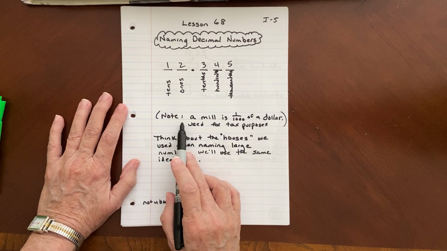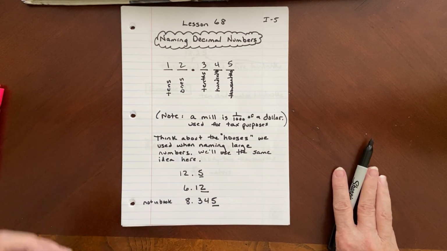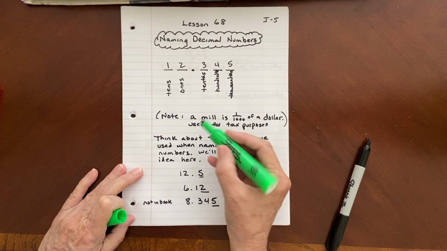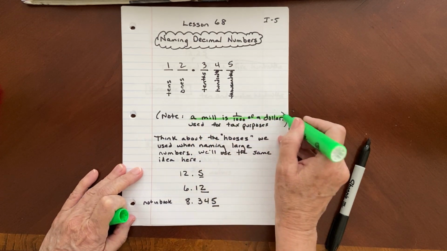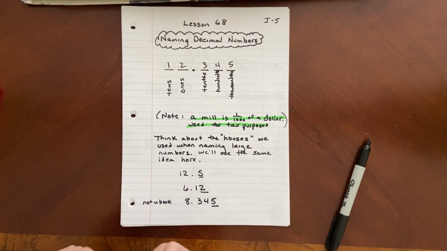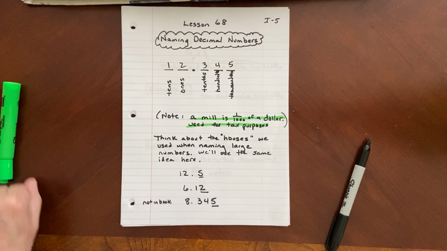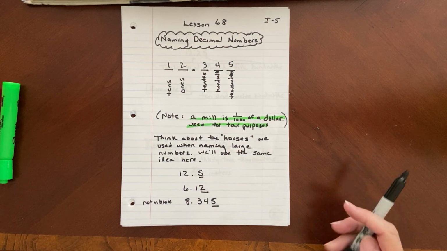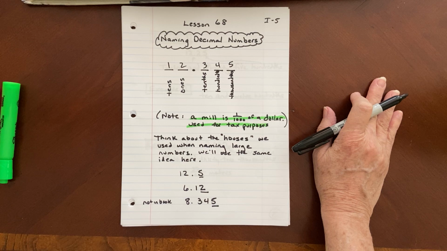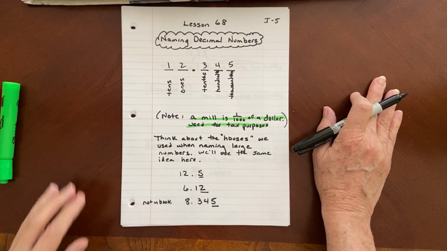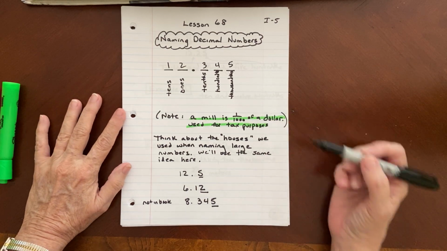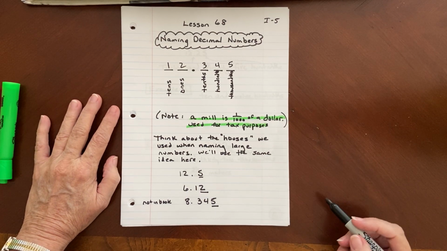I wanted to call your attention to this idea that a mil is a thousandth of a dollar. Like less than, I don't know, 90 something. That comes back to bite you if you don't remember that. It's something that they use for tax purposes. A lot of times on property tax, it'll be expressed in mils. So anyway, just remember that that's a thing.